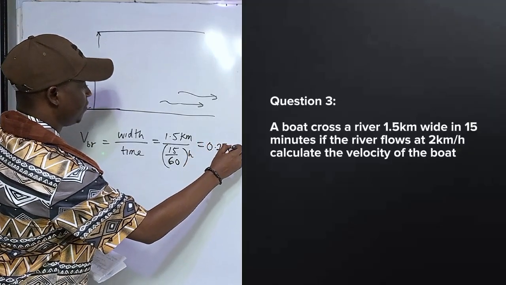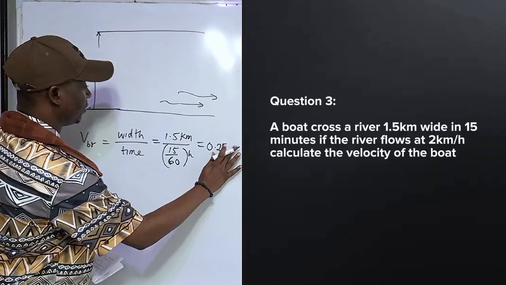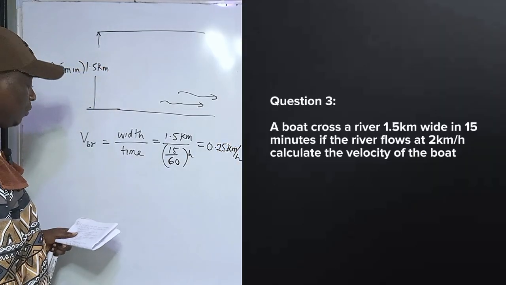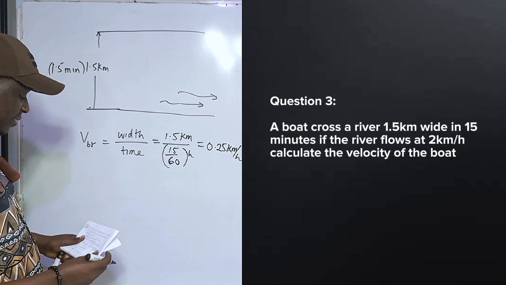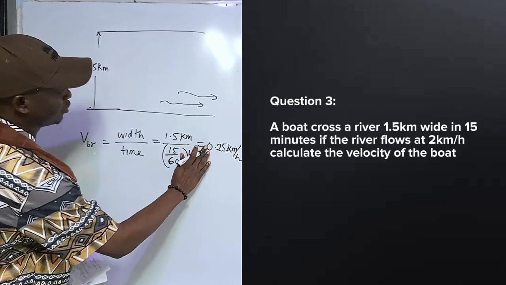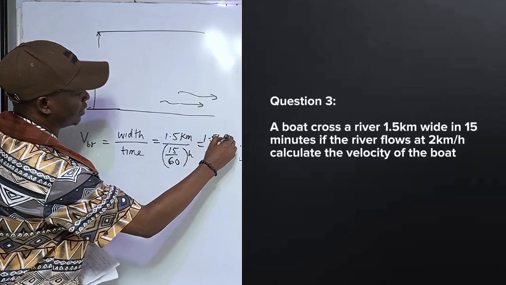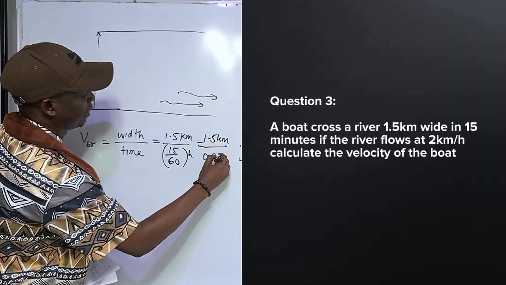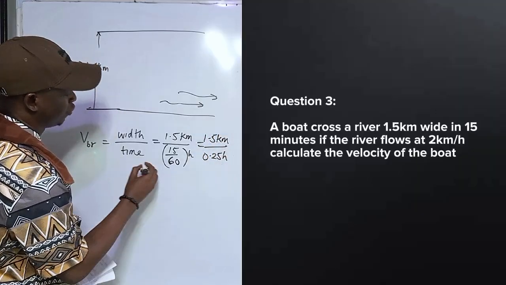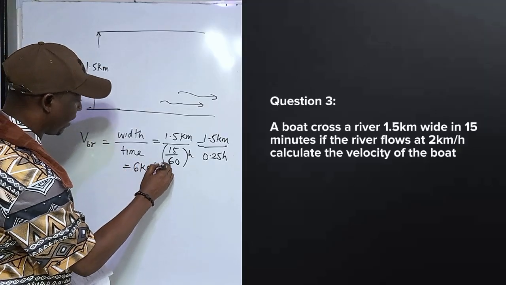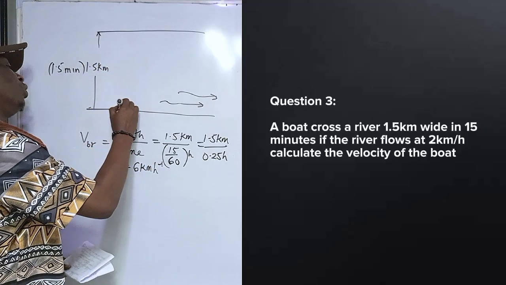0.25 what? Meter, kilometer per hour. Then having gotten that, that means the down one is 0.25 hour. So if we now divide it, what do we have? 6 what? Kilometer per hour. So we have gotten what?